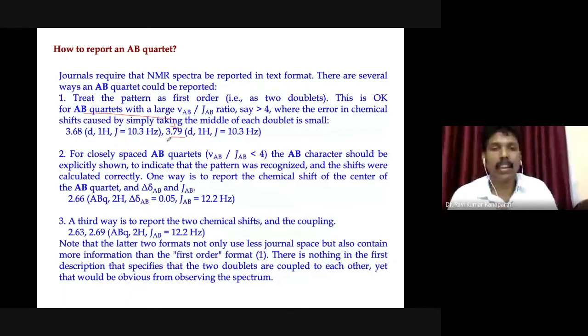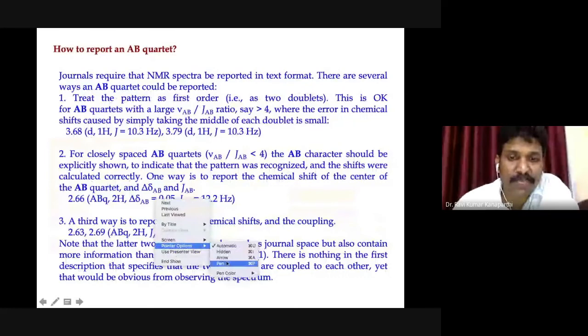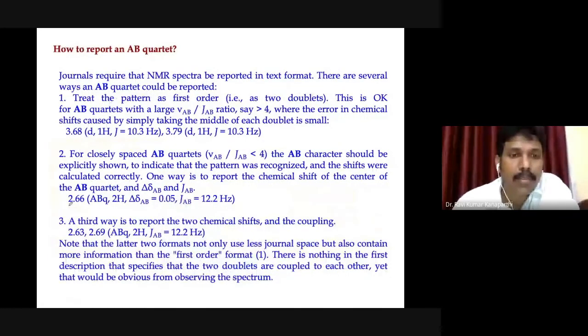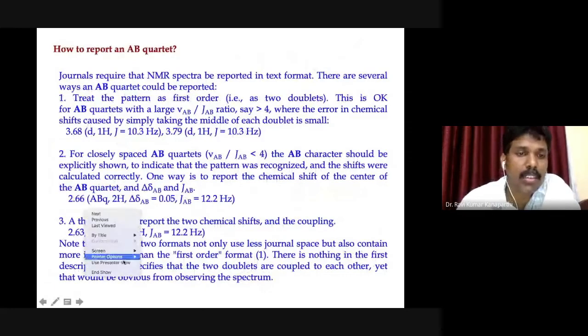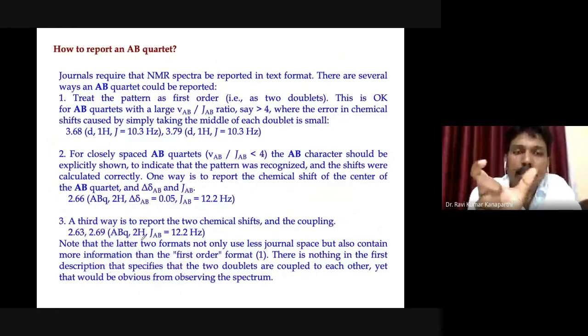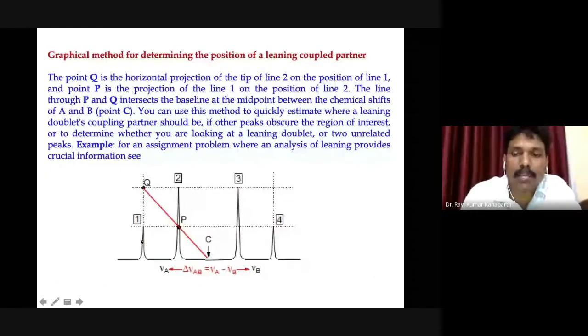On the other hand, if they are very close by, then the problem comes, and you can represent it in two different ways. One is that you can give that AB, this is AB quartet. You find the center of those quartet. How to find the center of the quartet? You follow this graphical method.